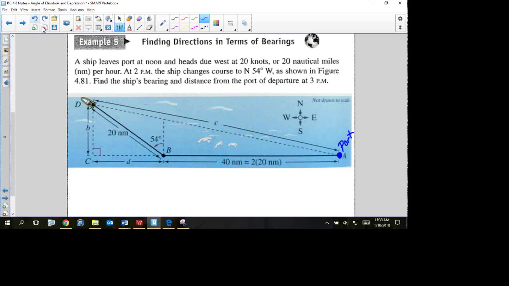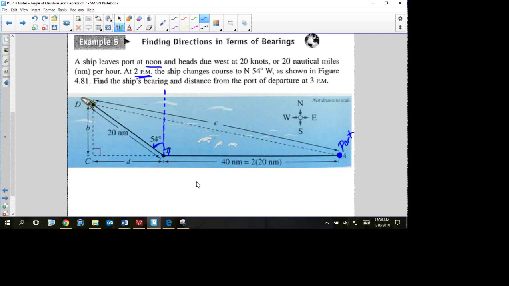Because we started at noon, and then I didn't keep reading. At 2 p.m., the ship changes its course. So we've gone for 2 full hours here. If we're going 20 nautical miles per hour, and we go for 2 hours, we are now 40 nautical miles from A to B. Then it changes course, and it says we're now going to go north 54 degrees west. So they have drawn in a 90 degree north, so that you can figure out where 54 degrees west would be. So north 54 degrees west is here. They put it in for you, but you're going to have to draw some of these on your own.